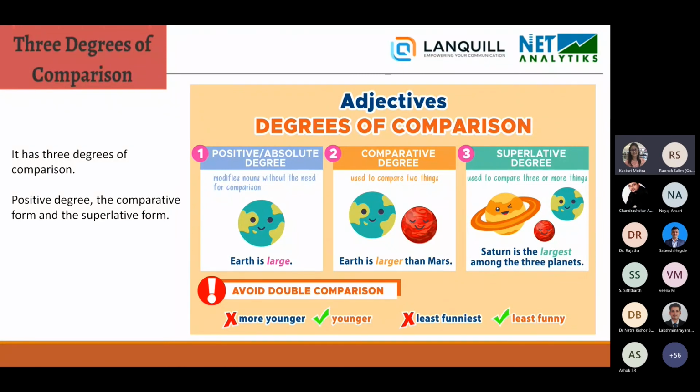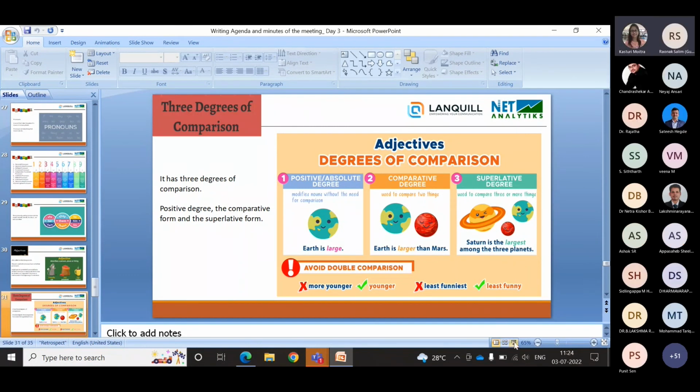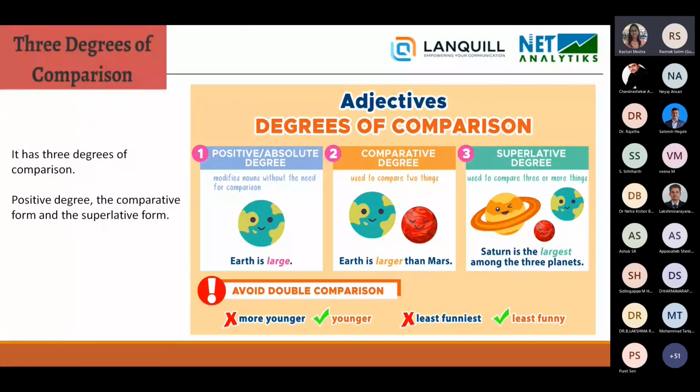Now here I have to say that Earth is larger than Mars. When I say Earth is larger than Mars, I'm comparing Earth to Mars. Here the word large has changed to larger, and this is the comparative degree. To remember, the comparative degree is used only when two things, two objects, two places are compared. The number has to be two. If we compare more than two things, and that could be any number, 3, 30, or 3 lakhs, it doesn't matter, anything more than 2, in that case we use the superlative degree.